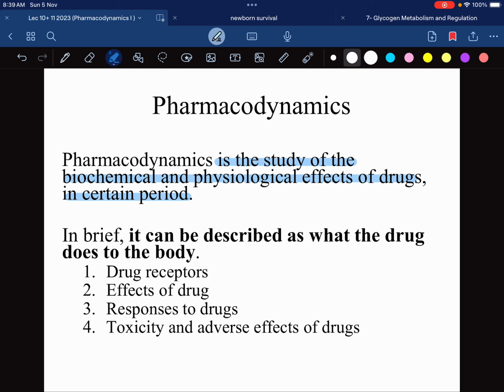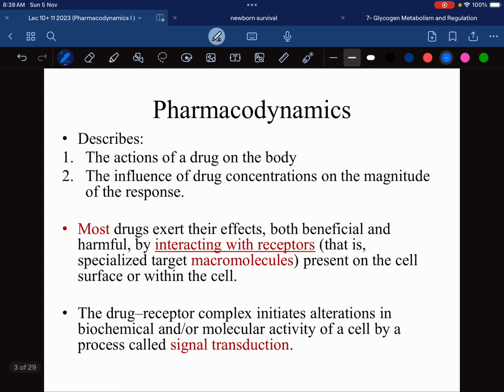Then we will talk about drug receptors, the effect of the drug on the receptor, and what the responses are when the drug binds to these receptors, and also the toxicity and adverse effects of the drug. Generally speaking, pharmacodynamics describes the action of the drug in the body, the influence of drug concentration, and the magnitude of the response.